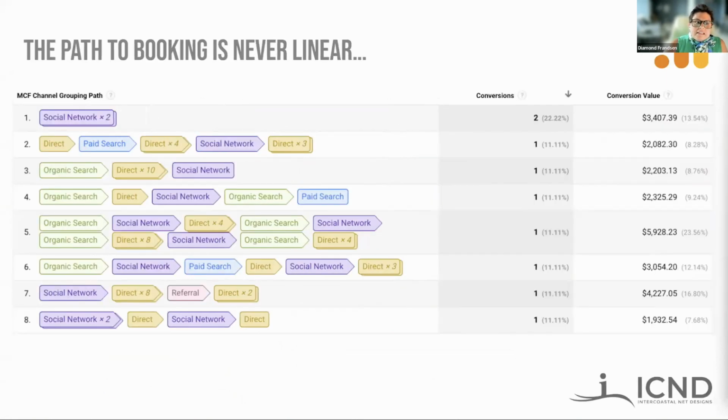So keep that in mind with your website building as well. The path to bookings is never linear. On this chart here, you can see 8 different examples of a customer journey, and the purple on here represents a touch point of where they use social media as part of their booking journey. So somebody may start with an organic search, go directly to your site like 10 times in example number 3, and then use social media. So it is a big part of that journey.